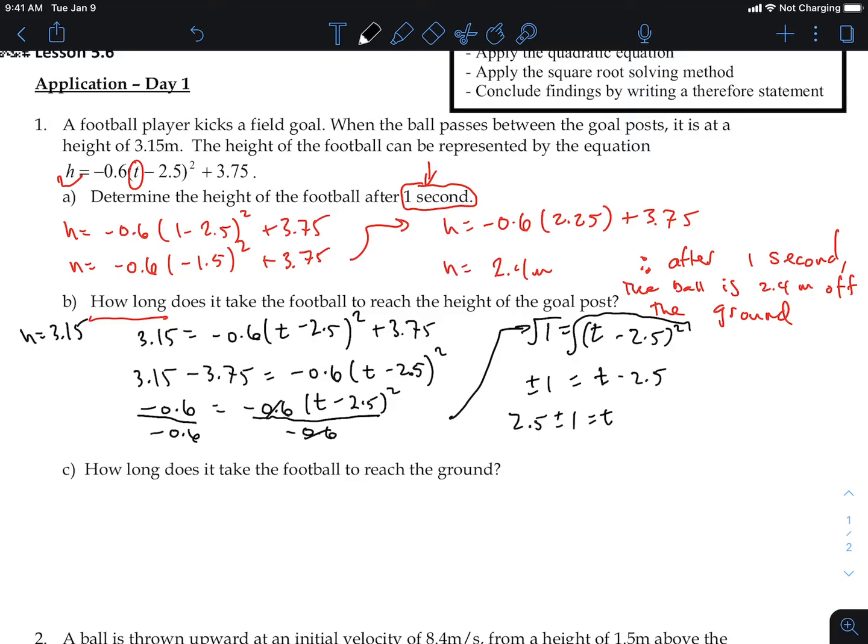So t equals 1 plus 2.5, which is equal to 3.5 seconds. And t equals 2.5 minus 1, the other way around, but it doesn't matter because it's plus or minus. Sorry, I'm thrown off. Is that okay? Why are there 2 answers? We talked about this yesterday.